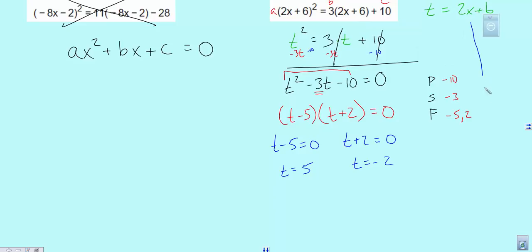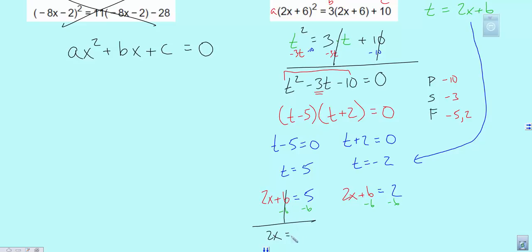Well, no problem. Now we go ahead and we bring back down what t is. So now we bring that down and we say, okay, 2x plus 6 is equal to 5. And 2x plus 6 is equal to negative 2. And we solve each one of those equations. So we subtract 6 from both sides. We get 2x, the 6's cancel, equals negative 1. We get 2x, the 6's cancel, equals negative 8.